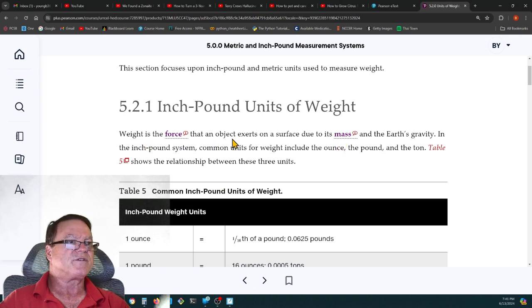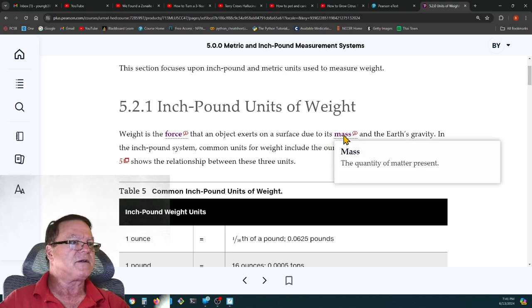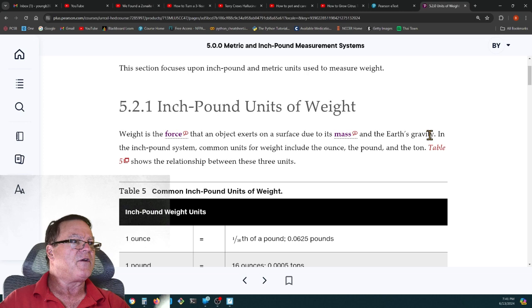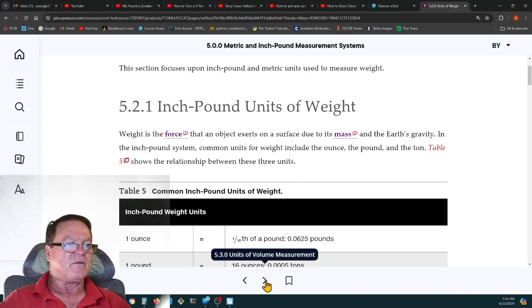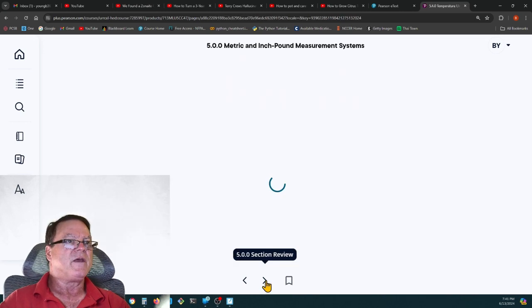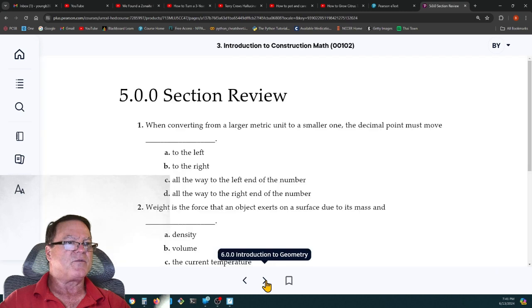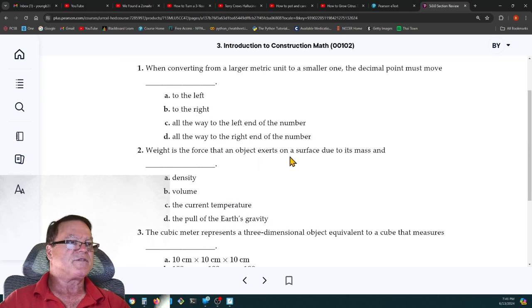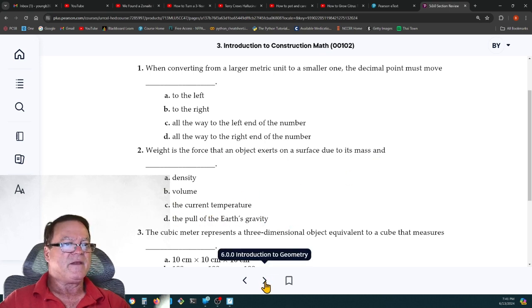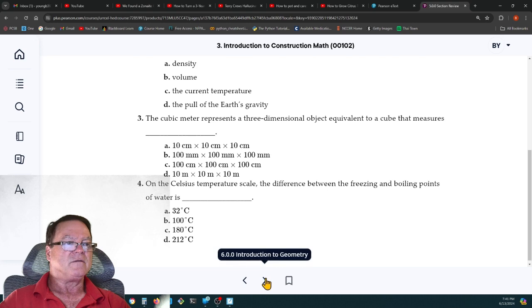Okay, weight is the force that an object exerts on a surface due to its mass and the Earth's gravity. There we go. That's the answer we were looking for. So weight is the force that an object exerts on a surface due to its mass and the Earth's gravity. So, yeah, that makes sense because it'll weigh different if it's on the moon. Okay, very good. We'll move on to the next section.